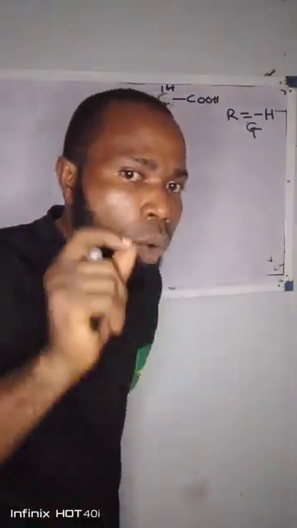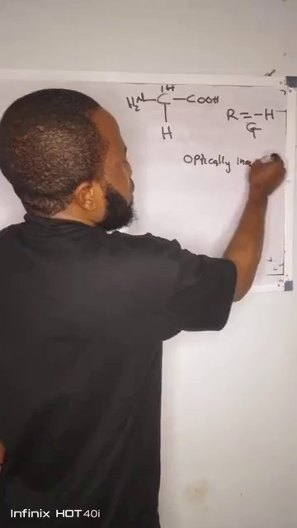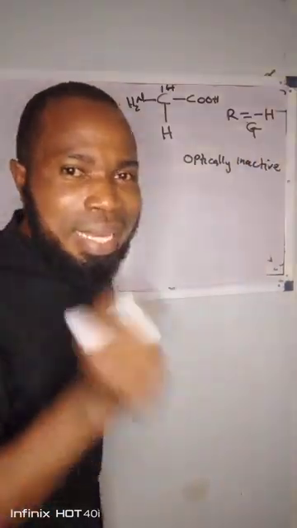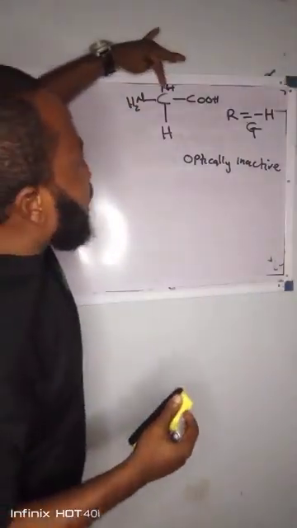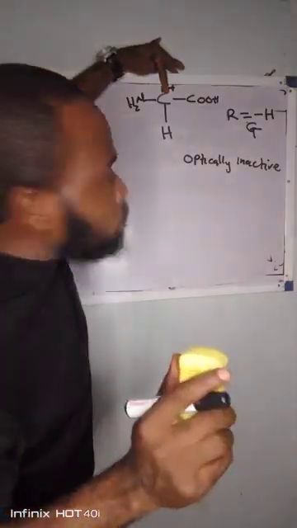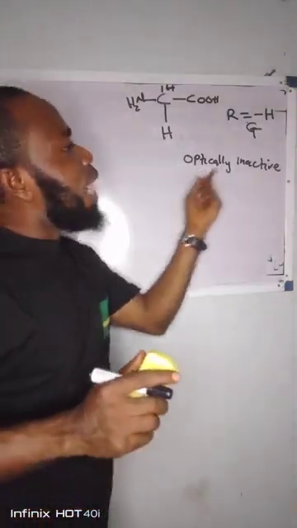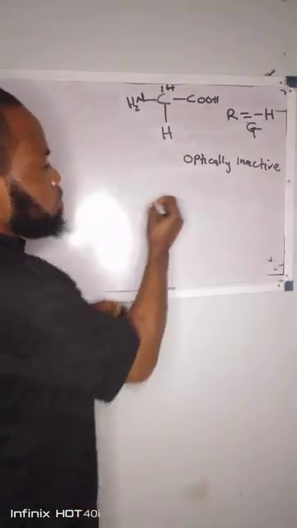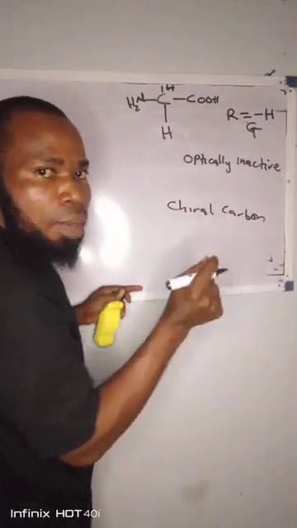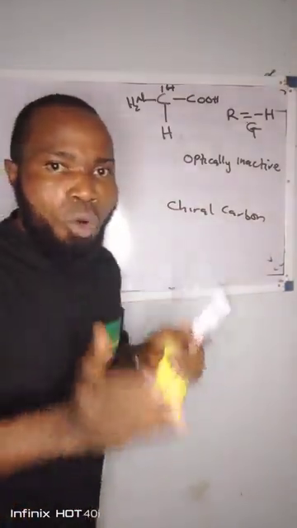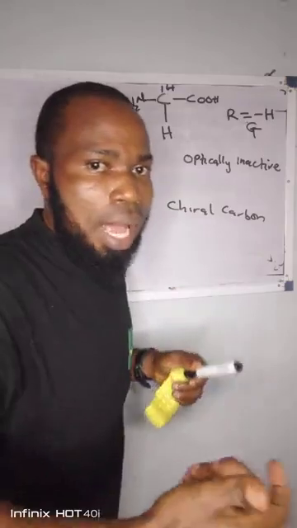And it is the only amino acid that is optically inactive. Now, what do we mean by that? As a good chemistry student, for a compound to be able to rotate light, that means for a compound to be optically active, it must possess a chiral carbon. Now, what is a chiral carbon? A chiral carbon is a carbon that is attached to 4 different substituents. So a carbon that is attached to 4 different substituents is categorized as a chiral carbon.